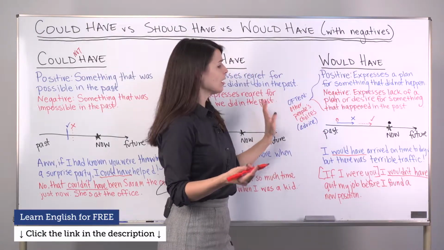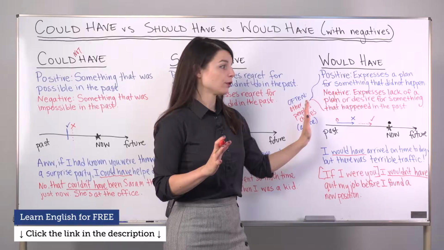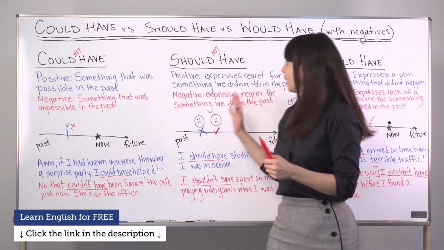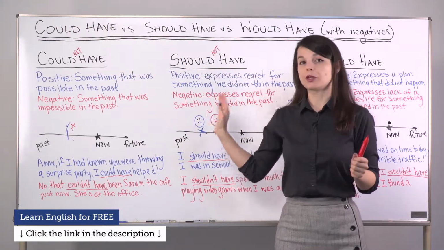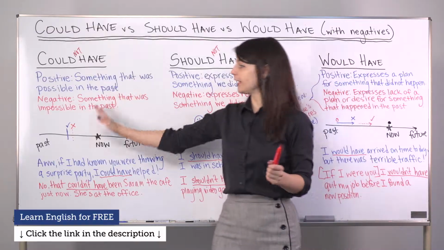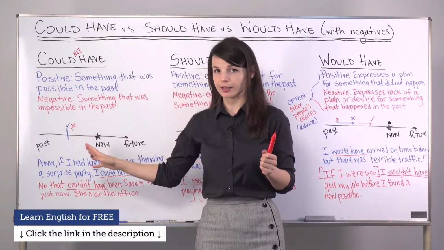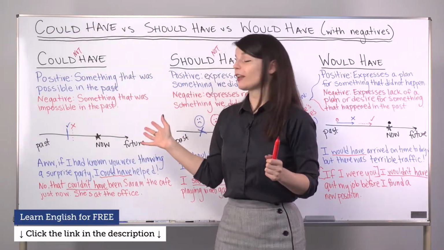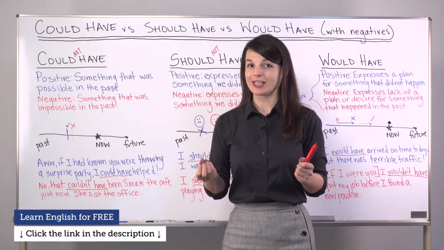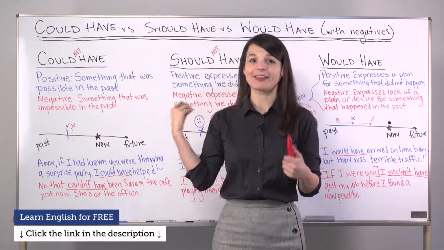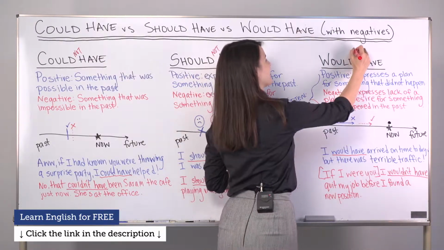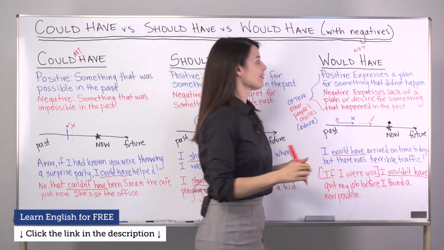So this expresses a desire or lack of desire. This one, should have, expresses regret in the past. Could have expresses possibility. So this is just a quick introduction to the differences between these three expressions and their negative forms. I didn't write the not here, so would not have.